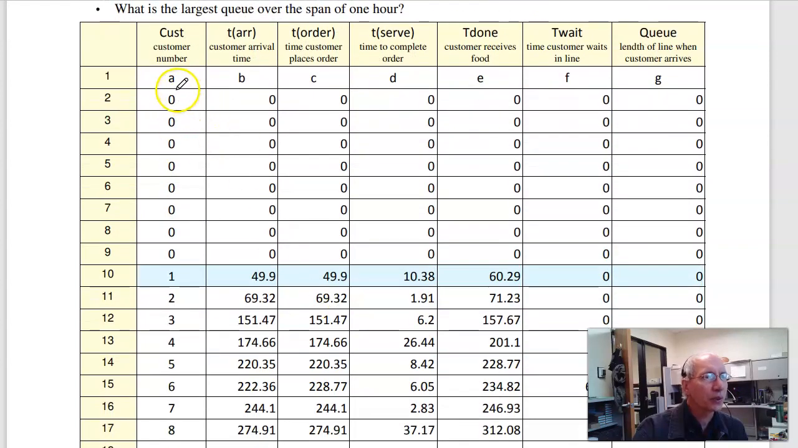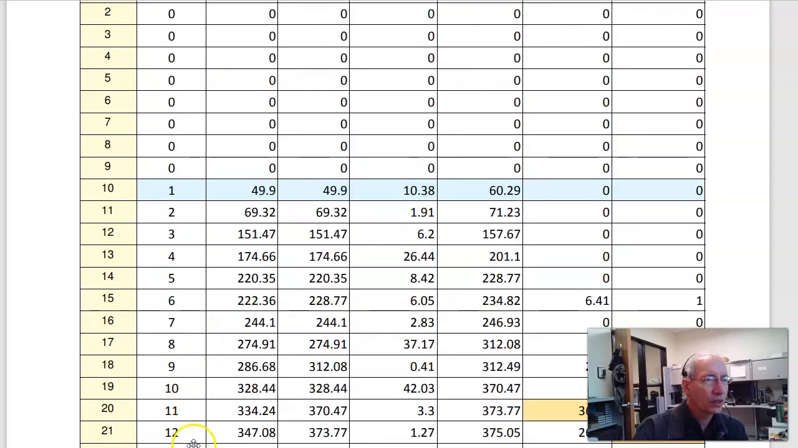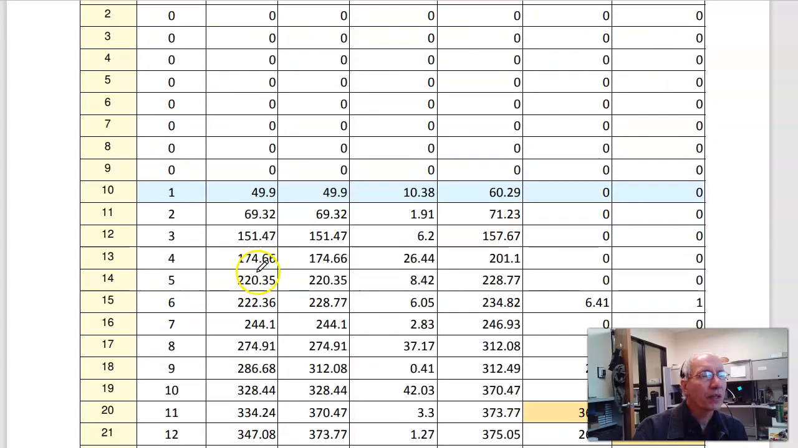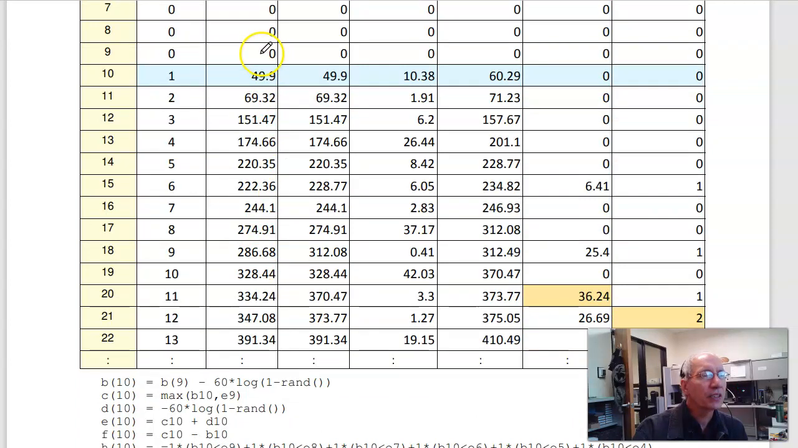So I've got the customers going from 1 through 13, and so on. Their arrival time. This is an exponential distribution. So this is the time customer number 1 arrives right here. That's the previous time plus an exponential distribution. To generate that number, I take a random number between 0 and 1. That's the function rand in Excel. Subtract 1 minus that random number, take the log, times 60 with a minus sign. That's an exponential distribution with a mean of 60 seconds. So that's when the second customer arrives, third, fourth, fifth. The time between customers is your exponential distribution.